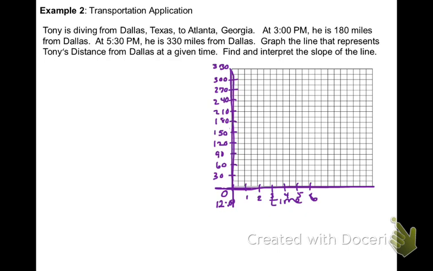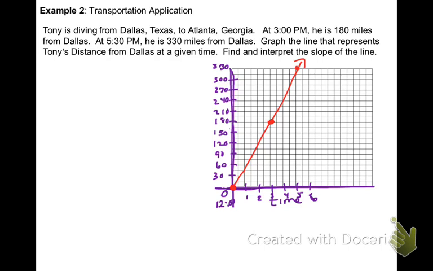So at 0 minutes, I'm at 0, 0. And at 3 o'clock, I have traveled 180 miles. And at 5 o'clock, I've gotten to 330. And you put a dot, a line. And there is your graph.